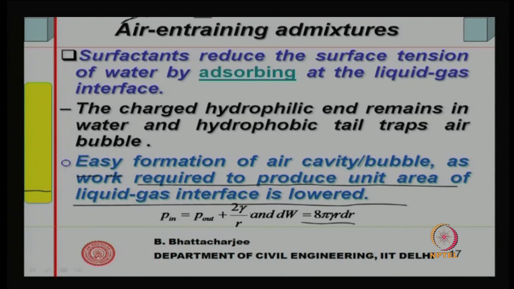Therefore, the inside pressure equals the outside pressure, P out. So, this itself will get reduced. The possibility of bubble formation actually increases. So, there is easy formation of air cavity or bubbles, as the work required to produce a unit area of liquid-gas interface is lowered when surface tension is low.